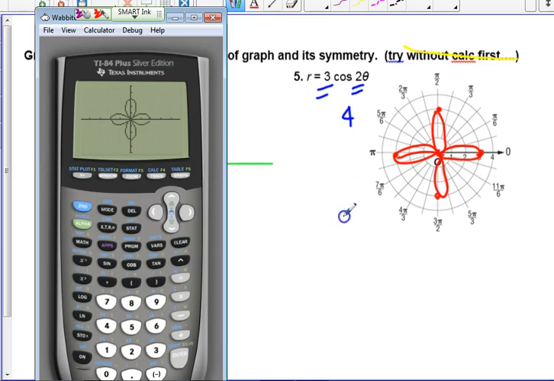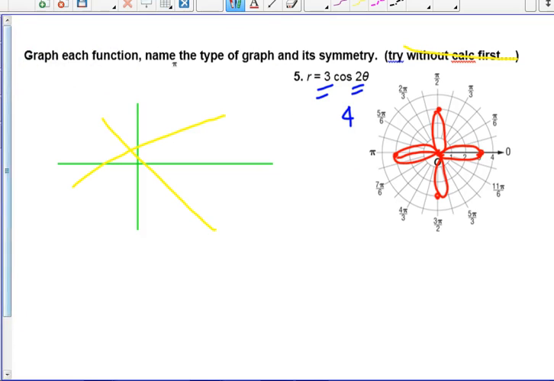All right, anyway, what kind of symmetry? It actually has multiple symmetries. It has to have, because it's cosine, polar. Yeah, it actually has multiple symmetries, but we'll just move on.